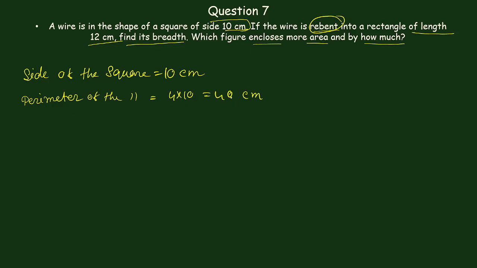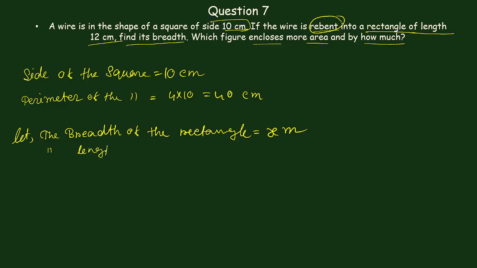Now the perimeter is the same, but we don't know the breadth of the rectangle. So let the breadth of the rectangle be x centimeter, and the length is given, that is 12. Oh, it's in centimeter, no? So 12 centimeter.